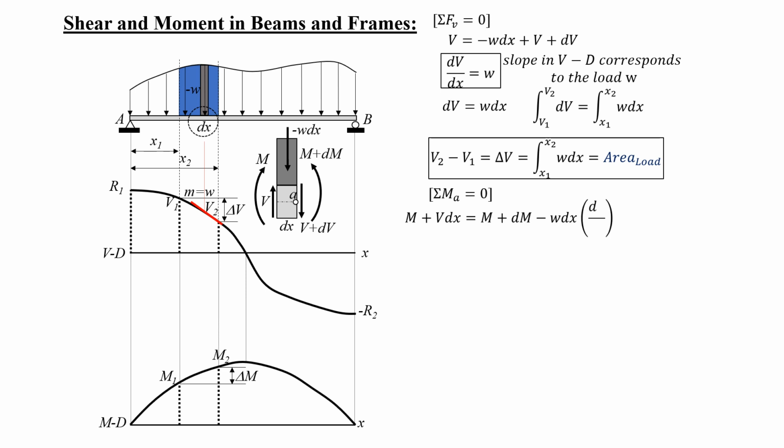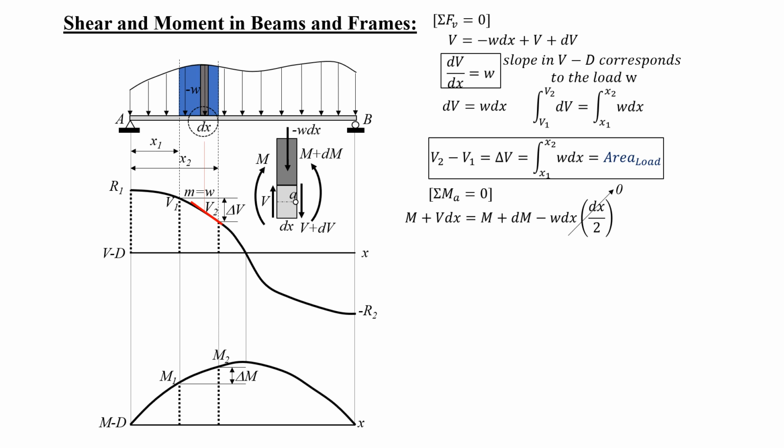So we have V times dx, then plus M, then equals the counterclockwise moment, we have M plus dM, then negative w dx times dx over 2. So V plus dV is not involved because it passes through point A.